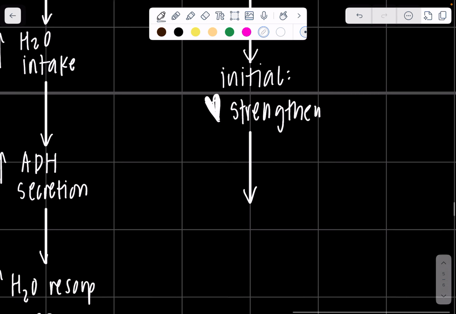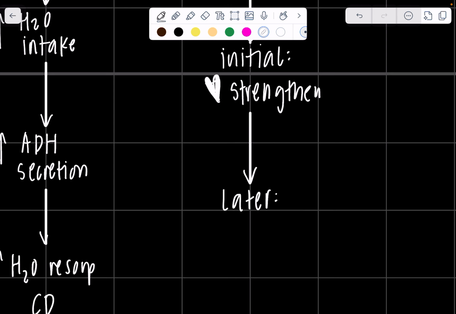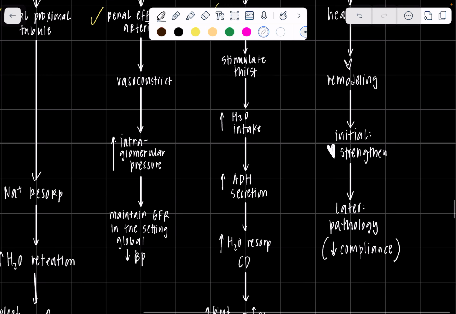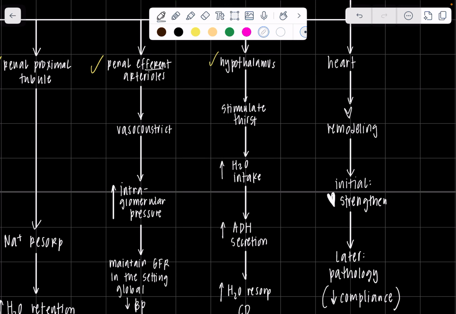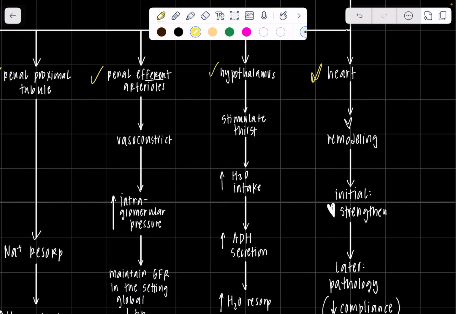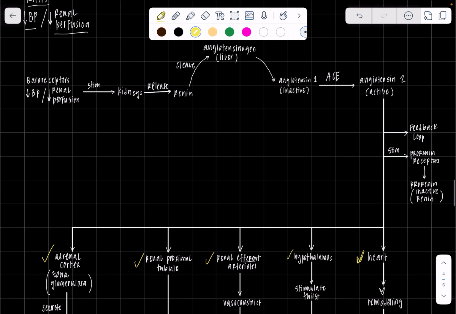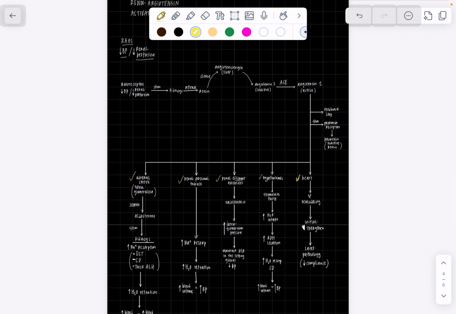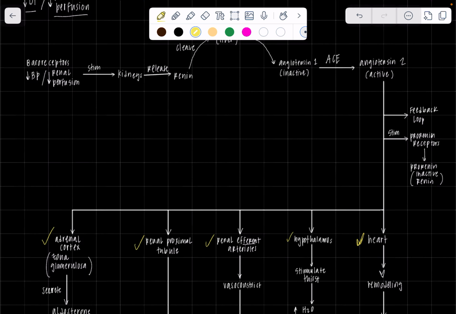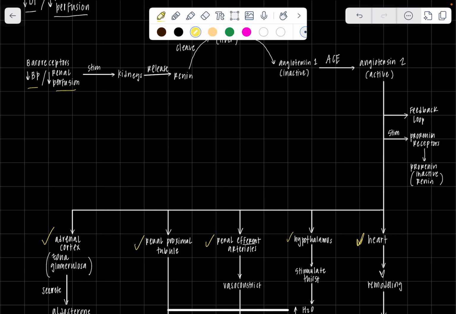But if it goes on for too long, we can start to have some pathologies that we don't want, specifically related to decreased cardiac compliance. So this talks about why, when we have patients that are persistently having high blood pressure or persistent activation of RAAS, we can have some heart damage. It's because of this effect of angiotensin 2 right here. So that kind of summarizes how angiotensin 2 works in RAAS when it is stimulated by low blood pressure and low renal perfusion.